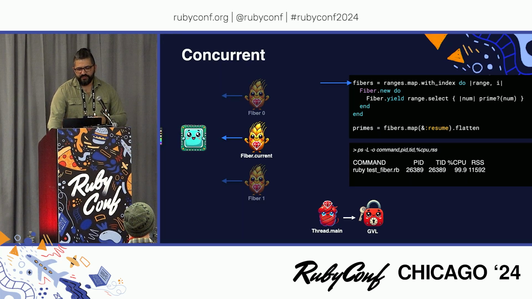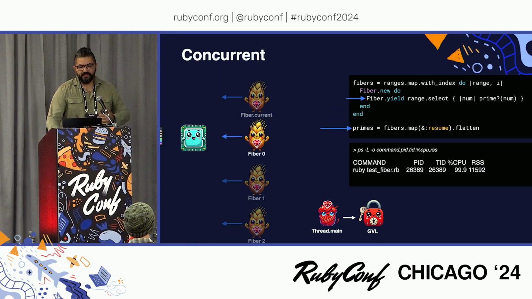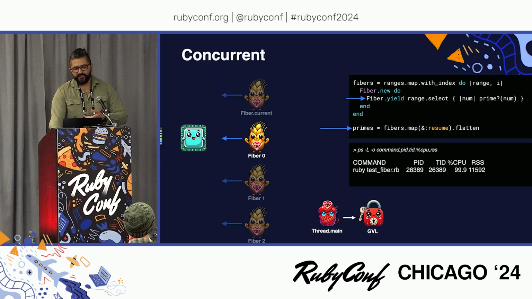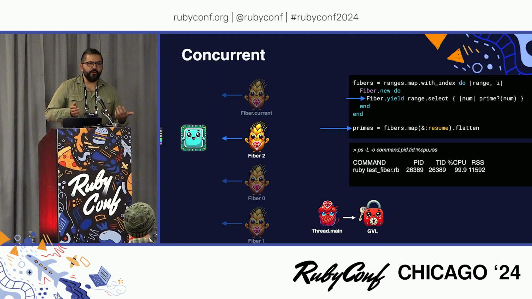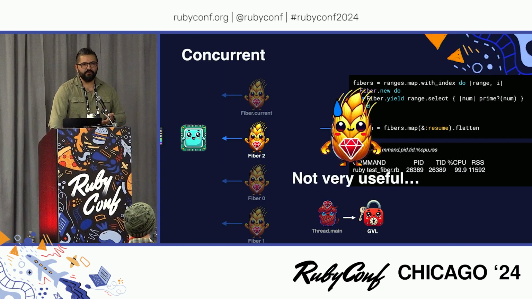And that's because fibers are actually considered to be cooperative. So fibers can actually jump back and forth between each other. They can yield and resume. They have to communicate with each other and cooperate with each other to be able to be created and run. So at the end here, our main fiber calls resume on all of them. Each one of them runs range.select and yields the value. But all we really get is this sequential going back and forth between them. It just sequentially runs, so it's not really that useful.